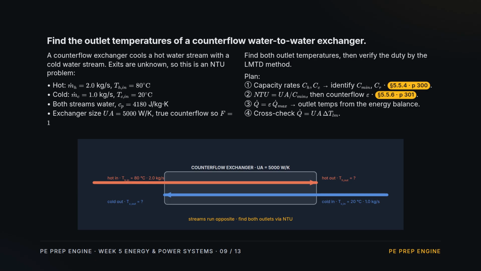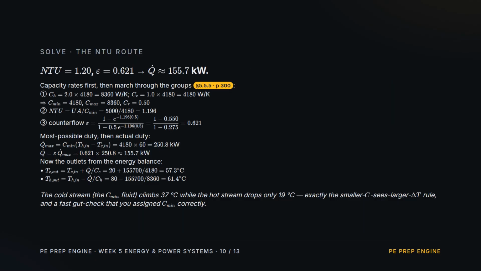The plan, capacity rates, then NTU and effectiveness. Then the duty and the two outlet temperatures, and finally a cross-check by the LMTD method. Capacity rates first. Hot is 8360 watts per Kelvin. Cold is 4180. So C min is the cold stream, and the ratio is 1/2. NTU is UA over C min, about 1.2. Feed that into the counterflow relation, and effectiveness is 0.621.